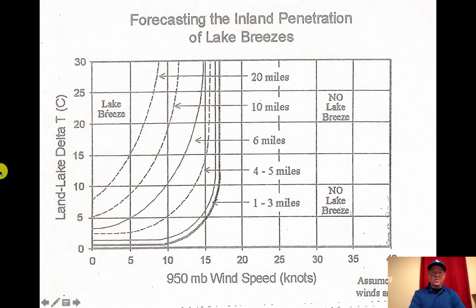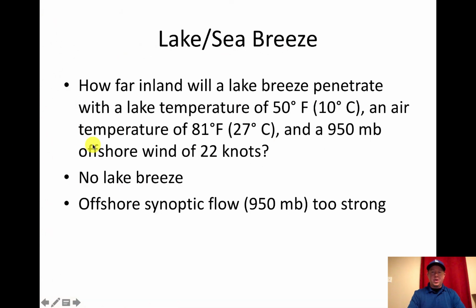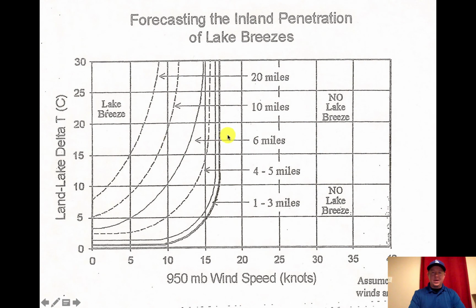Well, how do we get that? Well, if you went to 17, and then we go back here, we're looking at 22 knots. As we go to 22 knots, you're in the no lake breeze zone, right? That 950 millibar offshore wind is just too powerful. It's opposing it, and it's keeping the lake breeze from moving inland, okay?